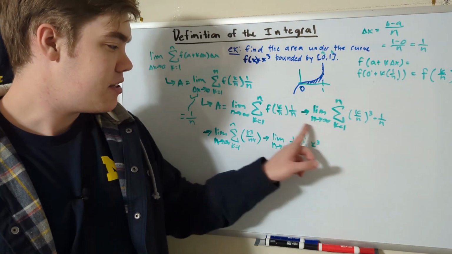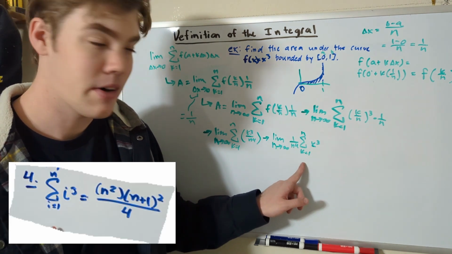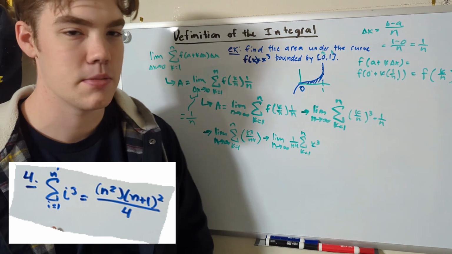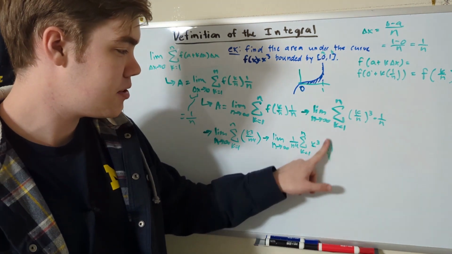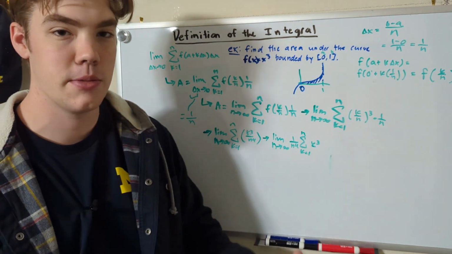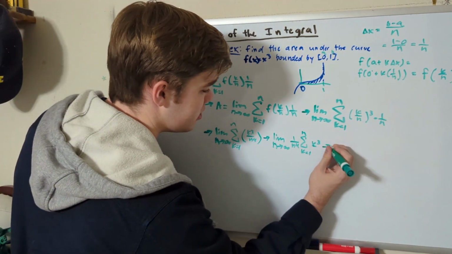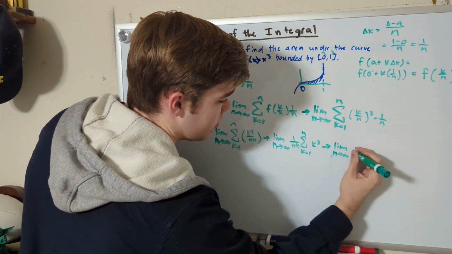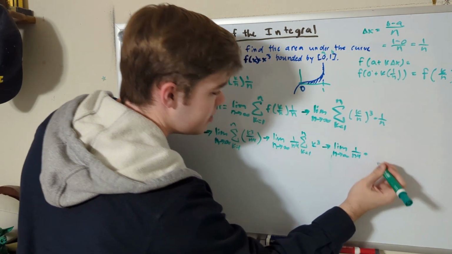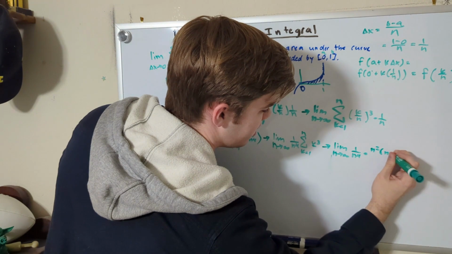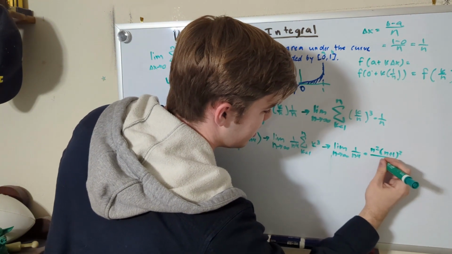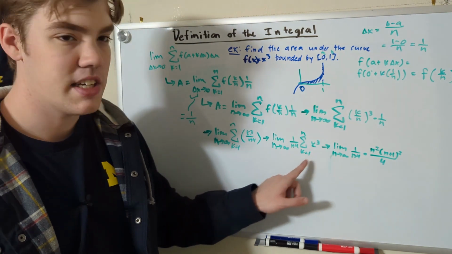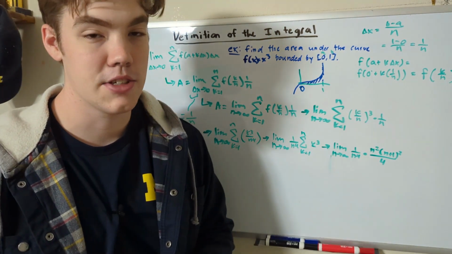But the biggest thing that happened here is one of our summation formulas from earlier popped up. We talked about i cubed, and instead of i, we have k in both of these places. So we're going to rewrite this problem by substituting this summation for its simpler algebraic version. This will now turn into the limit as n approaches infinity of 1 divided by n to the 4th times n squared times n plus 1 squared, all divided by 4. Remember earlier, the summation of i cubed, or in this case k cubed, is equal to this algebraic expression.